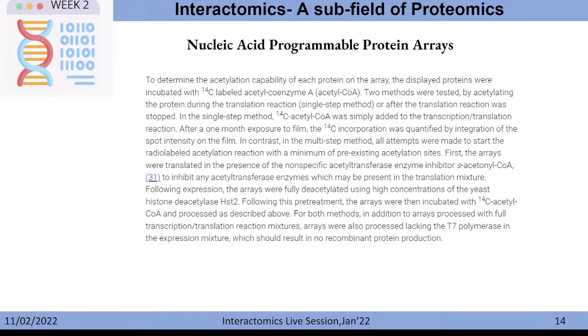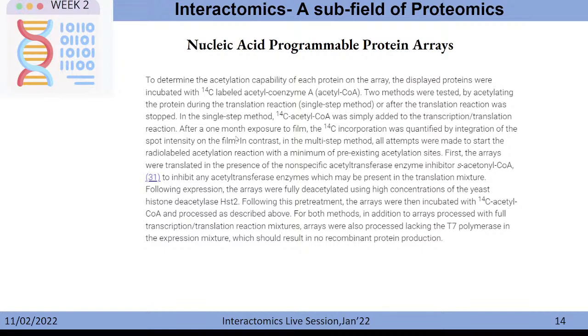Why was this 14C incorporation there? So that you can detect it, because with the normal carbon, with the 12C, you would not be able to detect how much has been incorporated. So you give a radiolabeled carbon so that you can detect it easily. The 14C incorporation was then quantified by the integration of the spot intensity on the film.